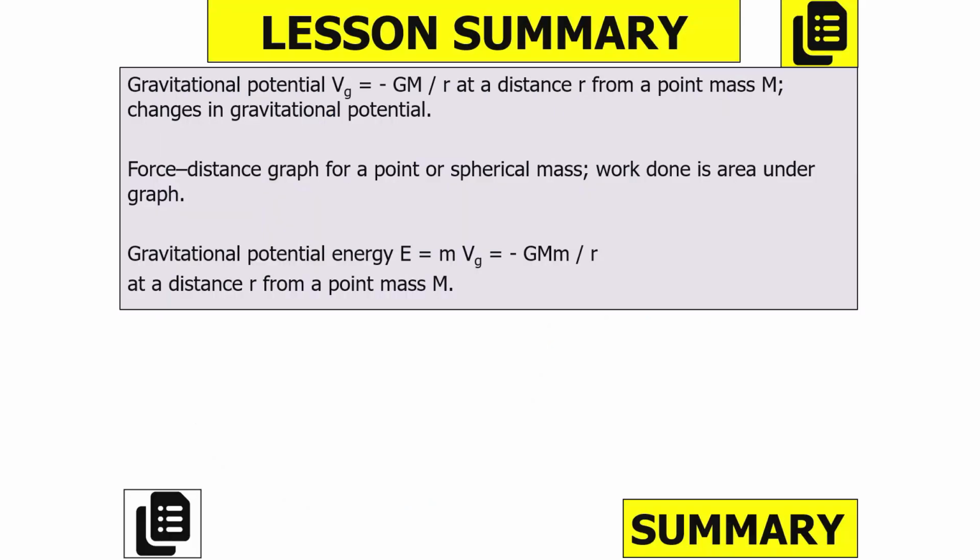So to summarise, gravitational potential is equal to minus GM over r at a distance of r from a point mass M, and that leads to changes in gravitational potential. Whilst a force distance graph for a point or spherical mass gives you the work done, which is the area under the graph, and the gravitational potential energy is equal to mV_g or minus GMm over r at a distance r from a point mass M.